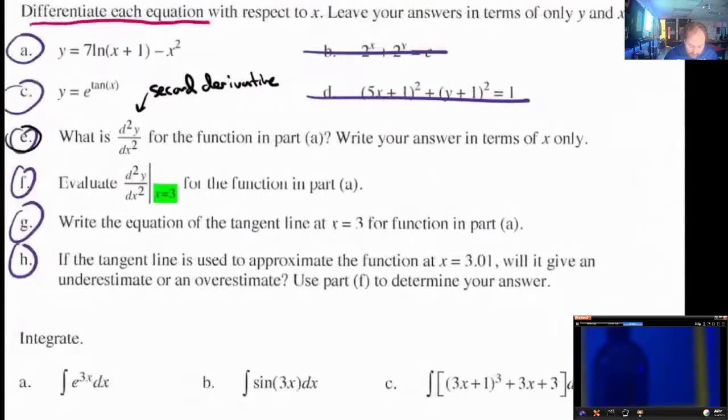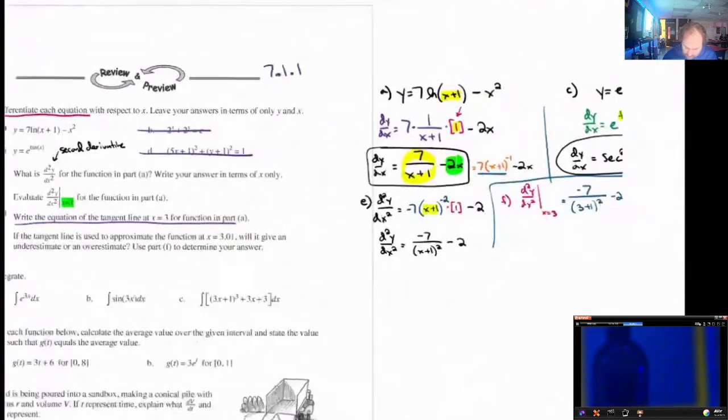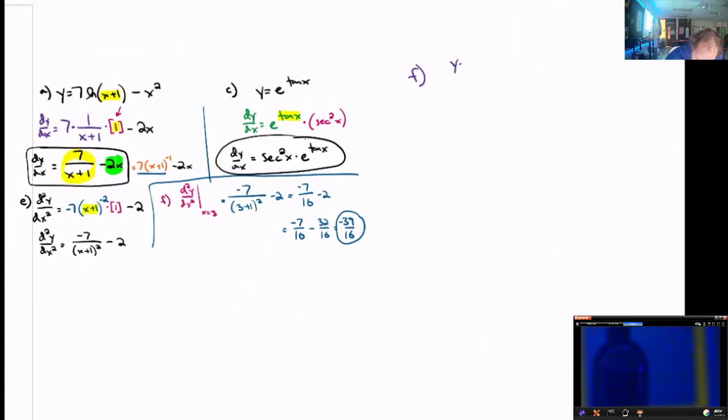Let's look at part G, which is going to ask us to write the equation of a tangent line at x equals 3 for the function in part A. So I'm going to zoom out a little bit and get a good amount of space. This is a problem that we should keep practicing. Our original function was y equals 7 times the natural log of x plus 1 minus x squared. And we are asked to write a tangent line at x equals 3.